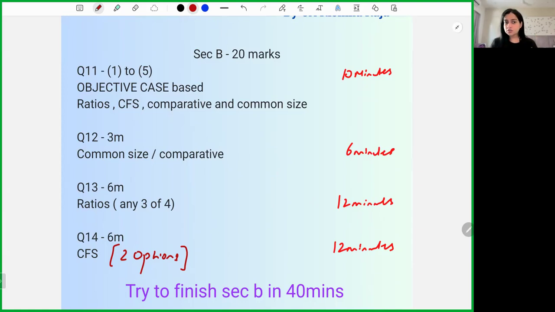We have ratios, we have cash flow statement, we have comparative and common size. They are going to ask you interest coverage ratio, debt service ratio. There are so many ratios they can ask you, right? So learn the formulas of ratios properly. Okay. Then Question number 12 consists of common size and comparative statements.